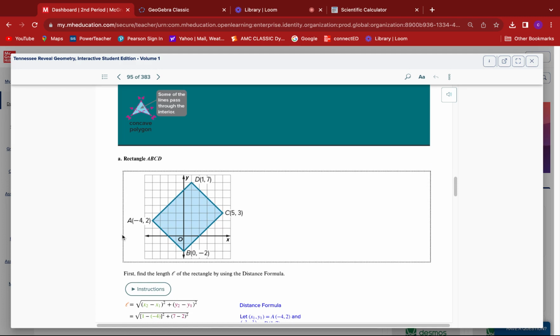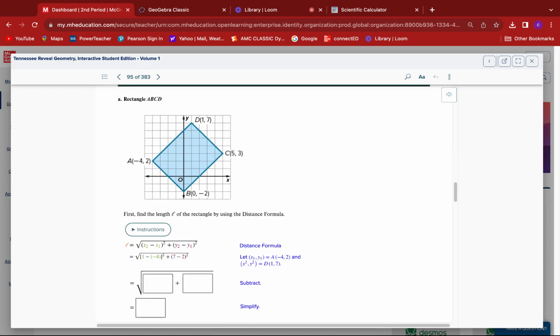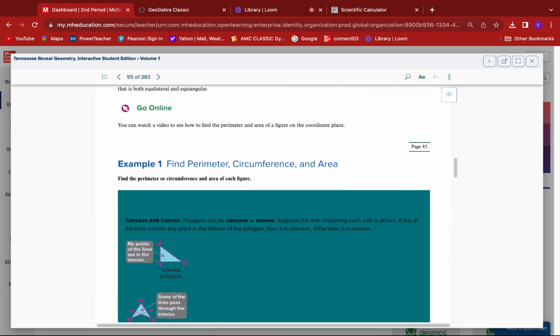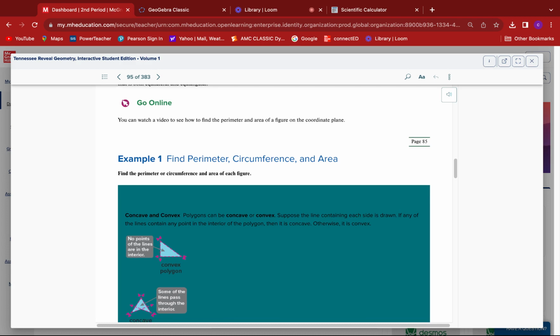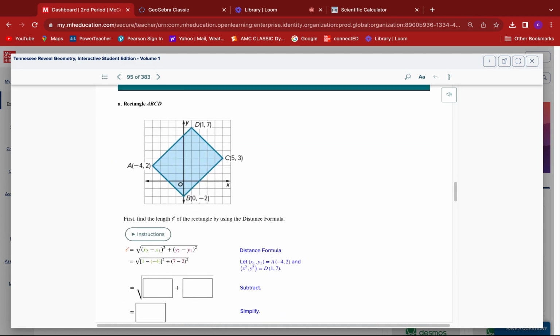All right, let's see what we're doing down here. Looks to me like we are finding perimeter. Is that what we want to do? Example 1, find perimeter or circumference and area of the figure. Okay. I see they're doing distance.